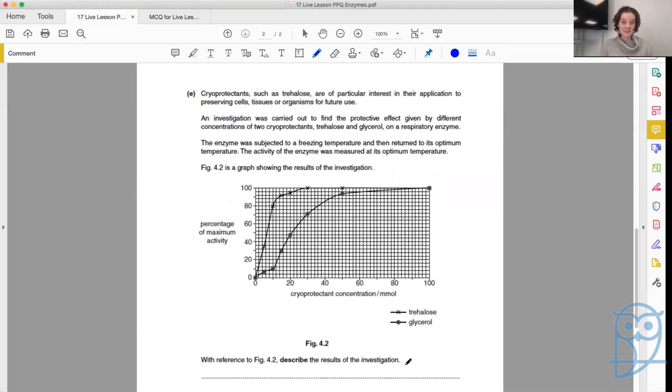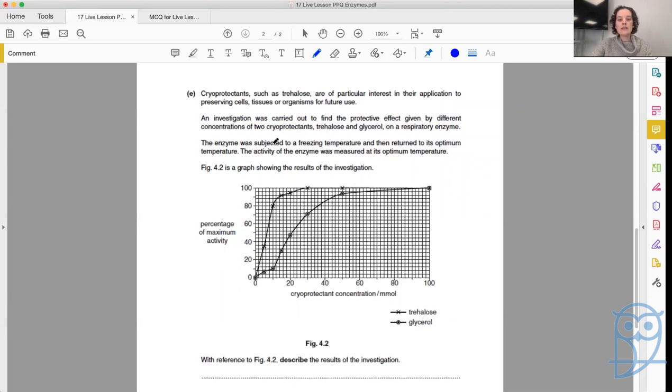Next part of this question is one of those types that often trips people up. Cryoprotectants such as trehalose are of particular interest in their application to preserving cells, tissues, or organisms for future use. Okay, that makes sense. We can freeze them, but they'll stay intact. An investigation was carried out to find a protective effect given by different concentrations of two cryoprotectants, trehalose and glycerol, on a respiratory enzyme.